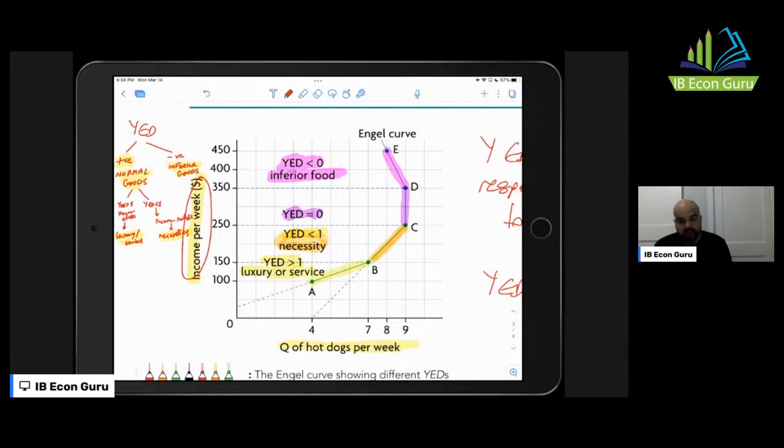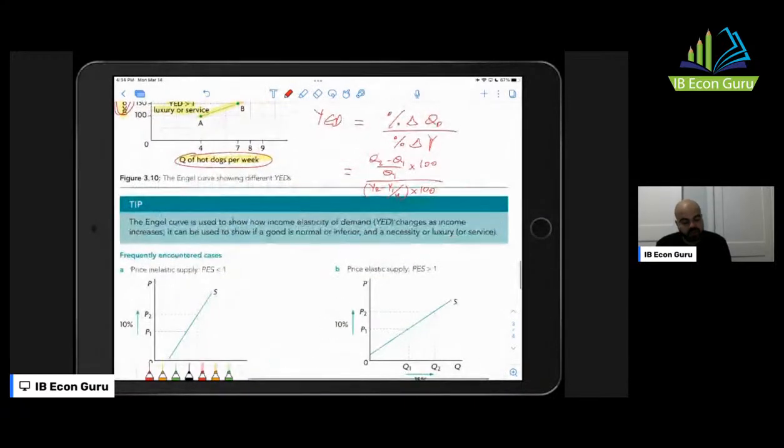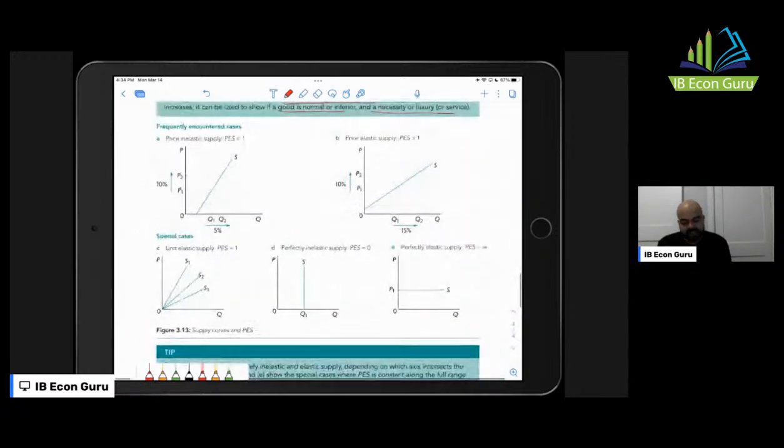Remember, the Engel curve is not a demand curve. The demand curve is a relationship between price and quantity demanded. The Engel curve is a curve showing the relationship between income and quantity demanded. The Engel curve is used to show how income elasticity of demand changes as income increases. It can be used to show if a good is normal or inferior, and if it's a necessity, a luxury or a service.